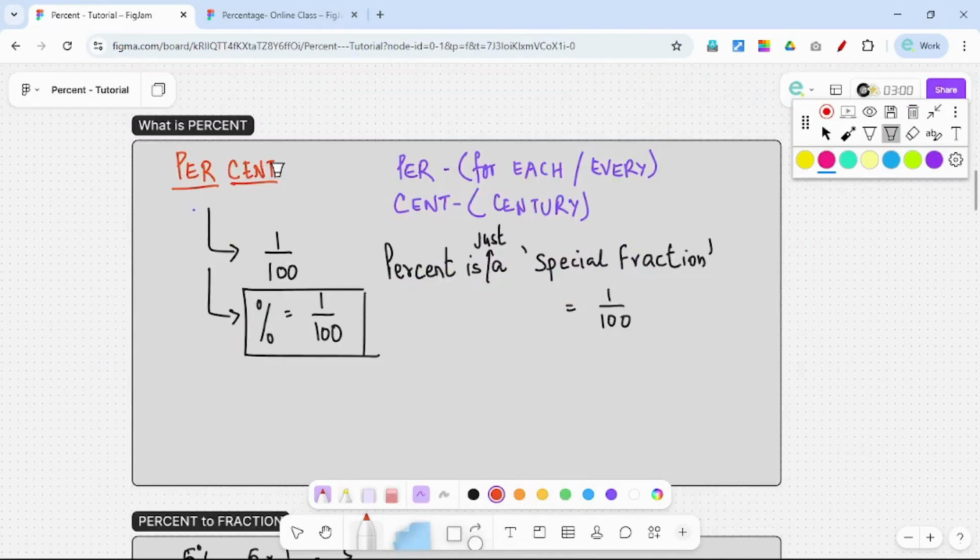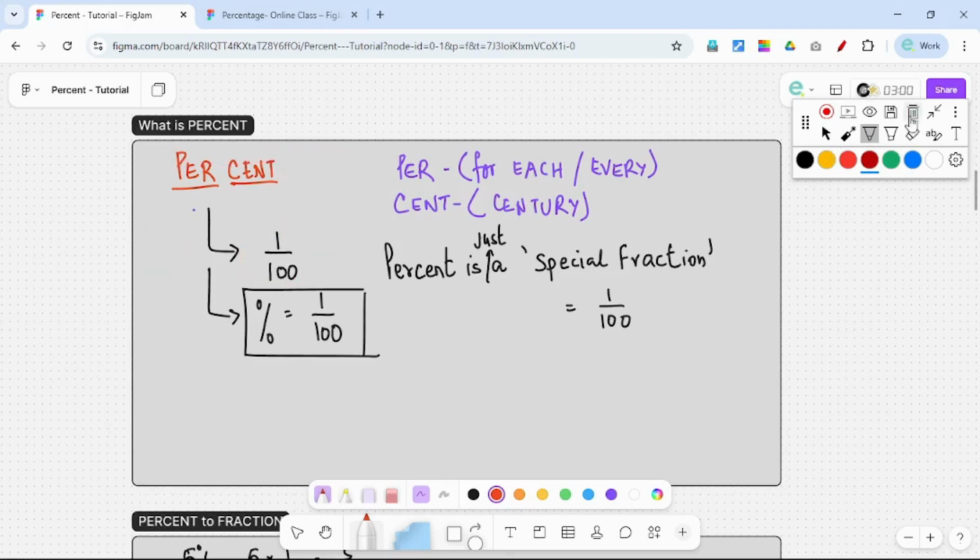And cent is a short form for century, which is 100. So percent means per 100, for each 100. That means 1 upon 100. So this percent, which is represented by a symbol like this, means 1 upon 100.